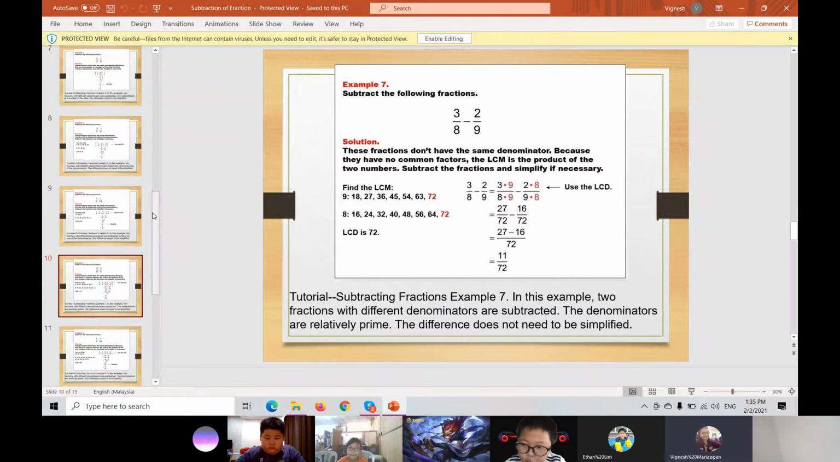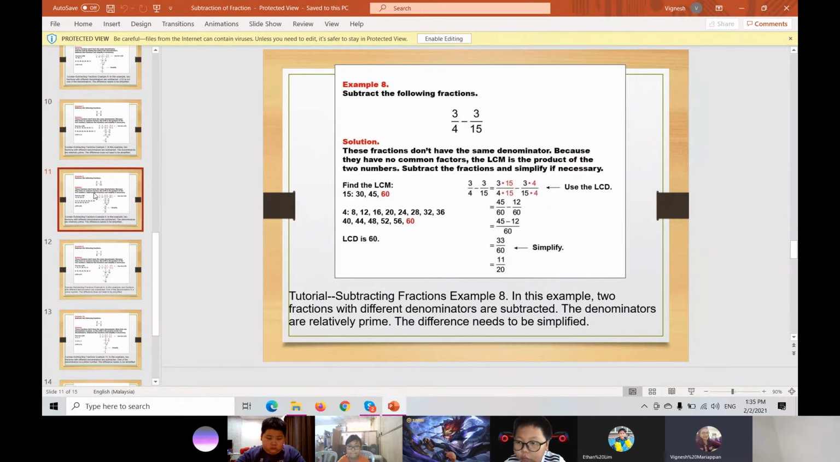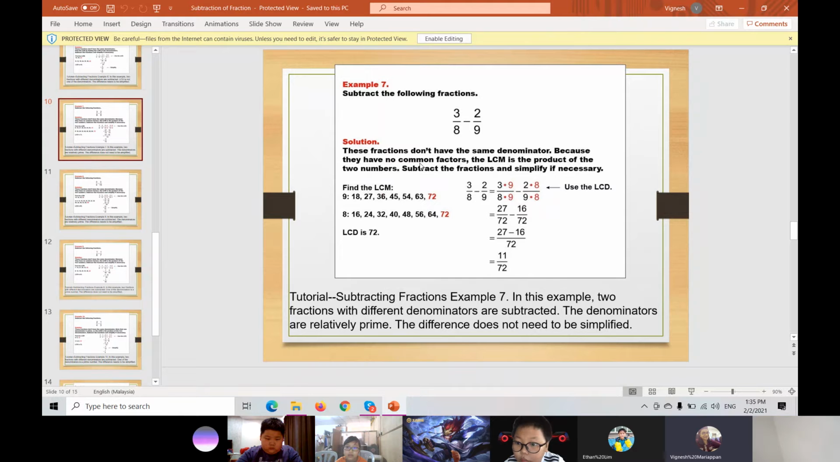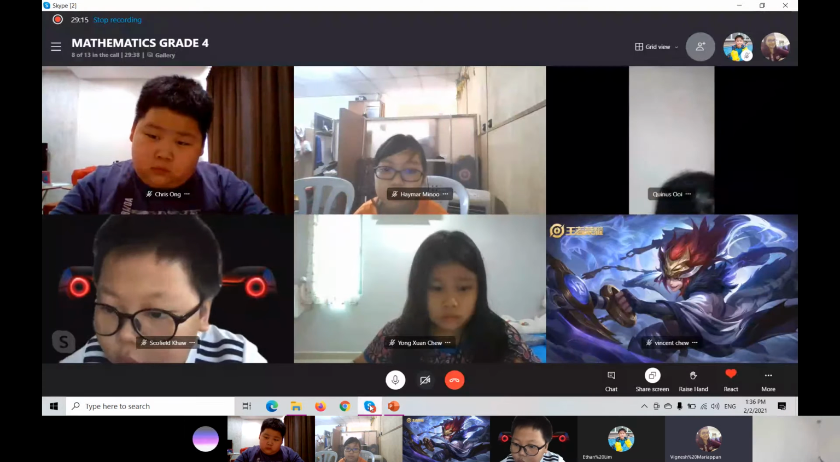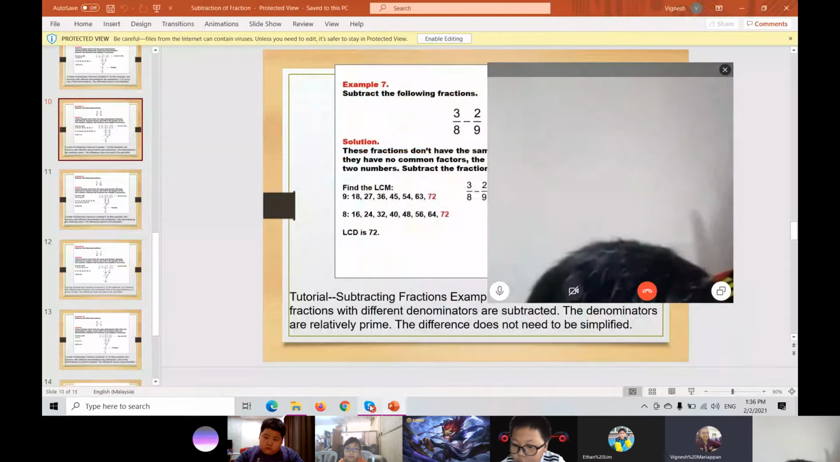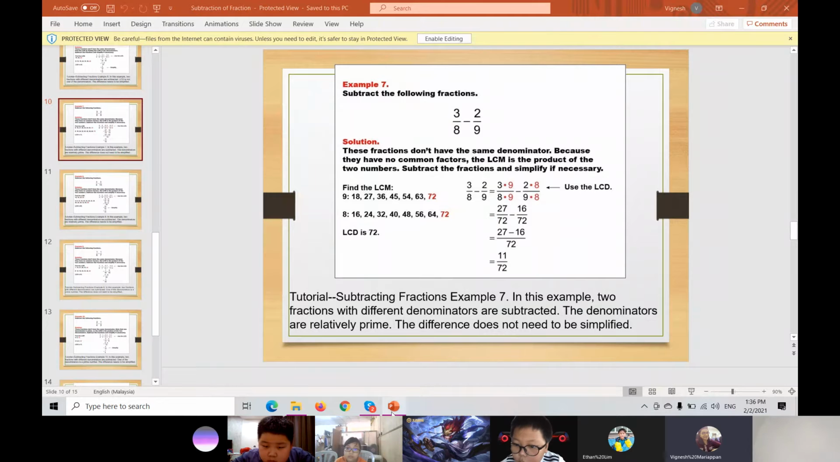Okay, now we move to example 7. Is it okay? Now, my answer is already here. Who can explain to teacher this one? 3 over 8 minus 2 over 9. Quinas, why you don't want to open your mouth? What's your problem? You can view the slide or not? Teacher, I already opened. Now, can you please turn to slide 10, example 7 there? Can you please explain to me how did you get the answer?